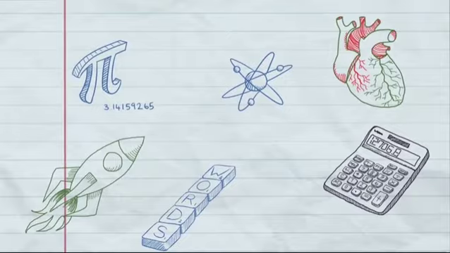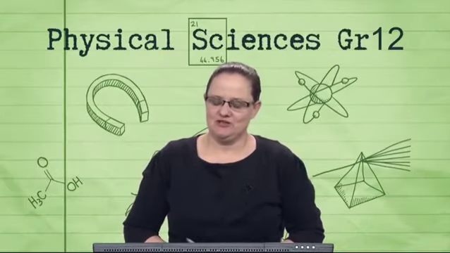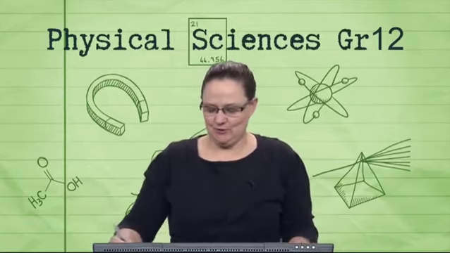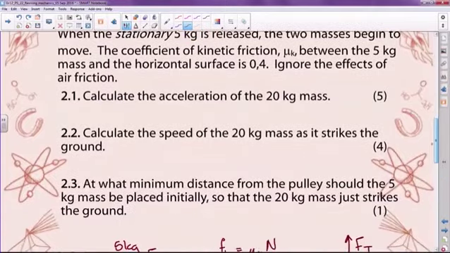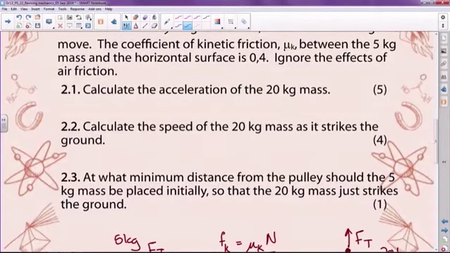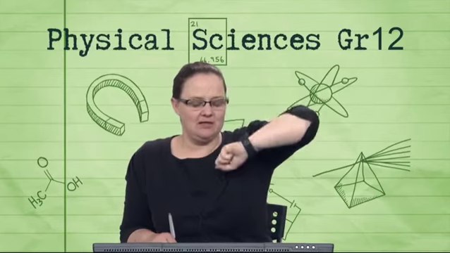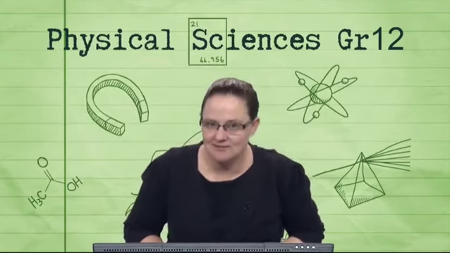Okay, so grade 12s. We know the acceleration. We're coming back to the question. So now we know the acceleration. Now I've got 2 more questions, and I'm going to ask you to do both of these together. It says, calculate the speed of the 20 kilogram mass as it strikes the ground. Now remember, they were initially stationary. And at what minimum distance from the pulley should the 5 kilogram be placed initially? So the 20 kilogram mass just strikes the ground. I want the speed as it strikes the ground and how far the 5 kilogram must be from the pulley. So you've got 2 questions, and I'm giving you 2 minutes, and those 2 minutes start now.